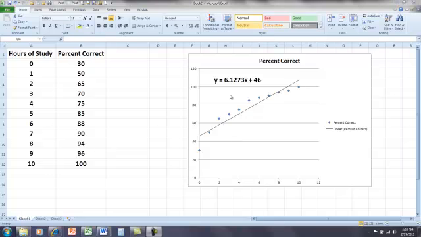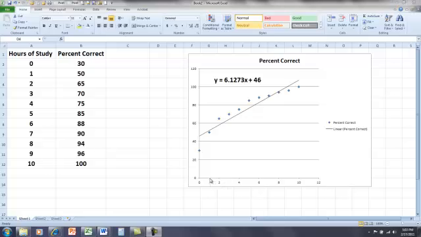And this is the formula for the line. It says that the value of y, which is the score, the percent correct, is equal to this value, 6.12, times the number of hours, x, studied, and then add the number 46. And so we see here that when the number of hours studied is 0, the line predicts a score of 46. That's an error, but we'll take it.